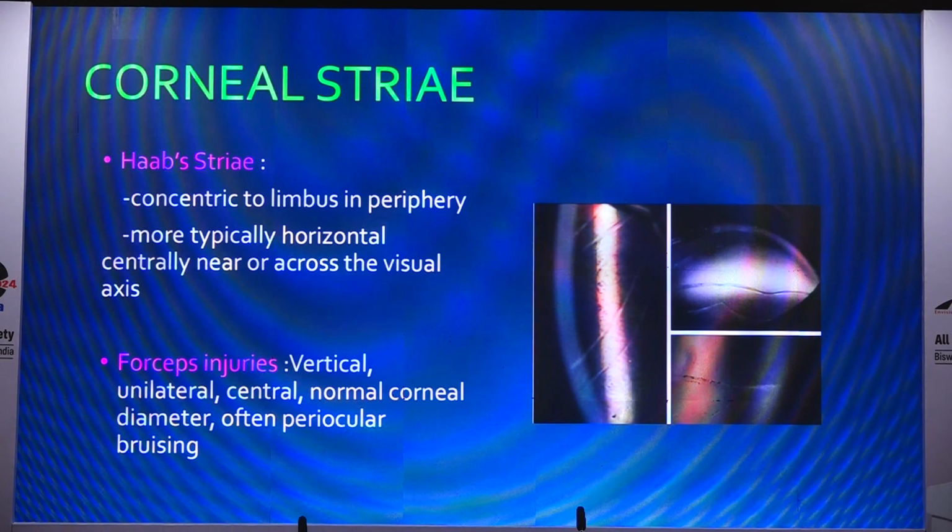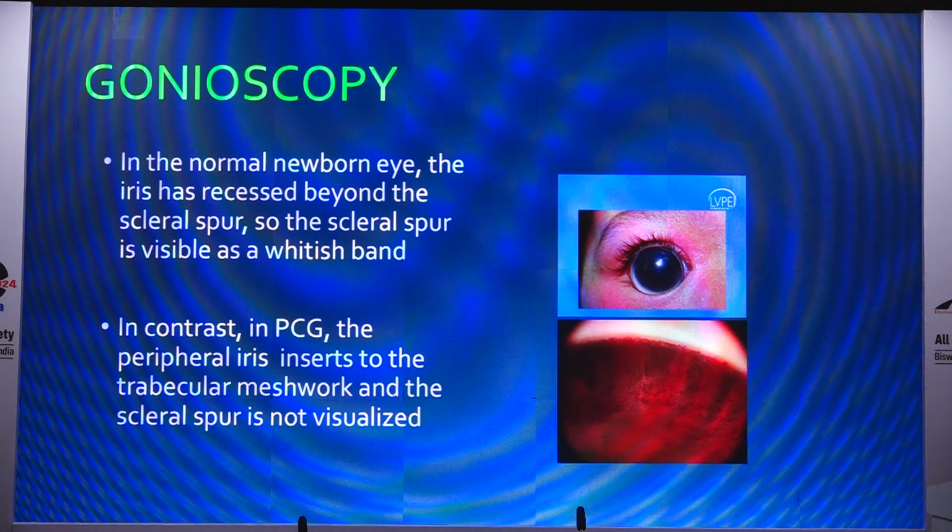The Haab striae are pathognomonic. They are concentric to the limbus in the periphery, but when they are in the center, they usually run across the visual axis. In contrast, the Descemet's breaks that occur due to forceps injuries are vertical, unilateral, central. They have a normal corneal diameter and are often associated with periocular bruising.